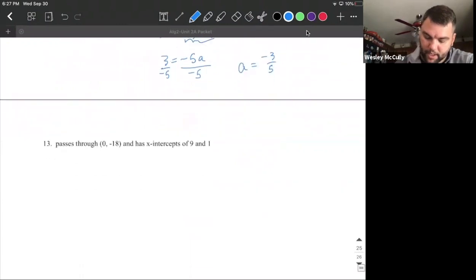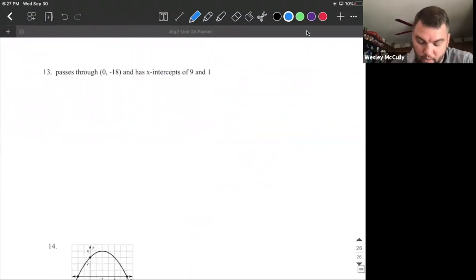Okay. Number 13 says, write an equation of the parabola that passes through 0, negative 18, and has x-intercepts of 9 and 1. So again, this one's intercept form. This is the value for x and y. This is p. Oops, I said p and wrote q. This is p and this is q.